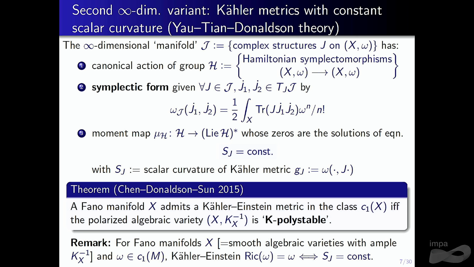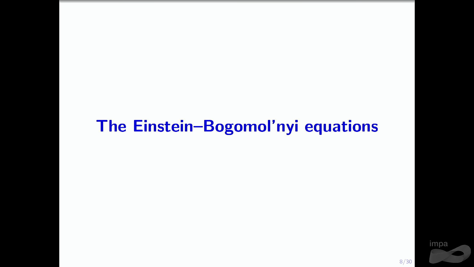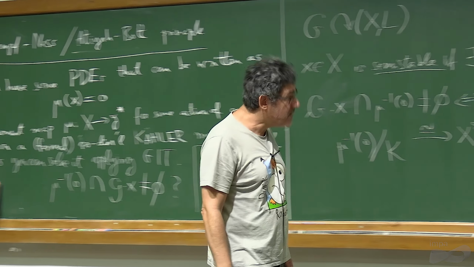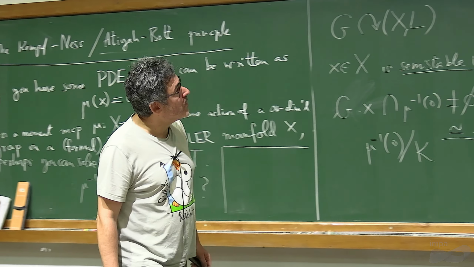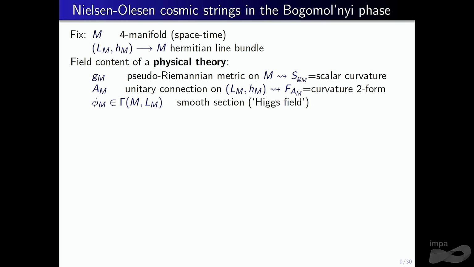Okay, so these are the two main examples. And I want to combine them to study another equation, which in a sense is easier. Well, actually, it's much easier than the last one, but still it took us a lot of work. It's the Einstein-Bogomolny equations. They come from physics.